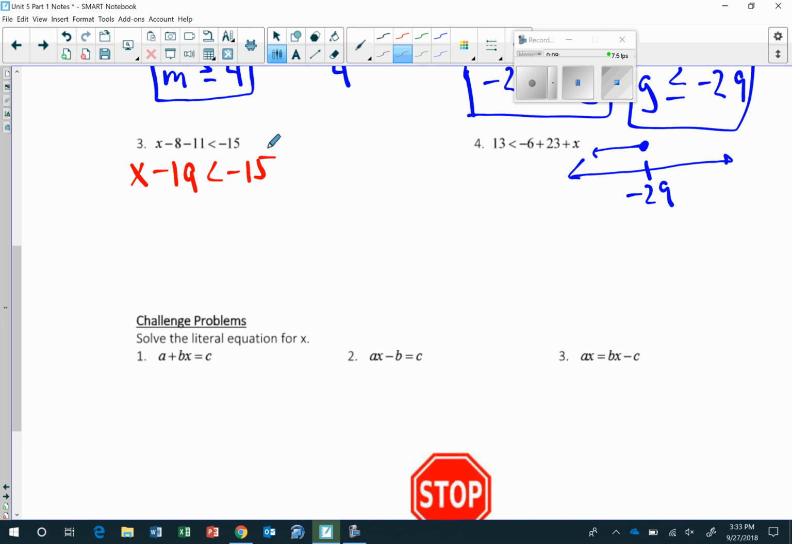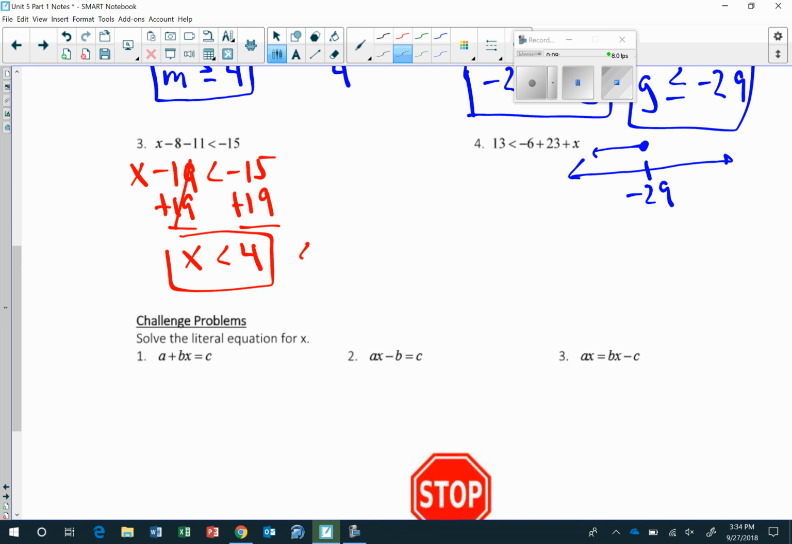Again, I combine like terms first. Go to the variable side. I'm subtracting 19, so to undo that, I need to add 19 to both sides. Those will cancel out, so I'll wind up with x is less than positive 4, and that'll be my solution.